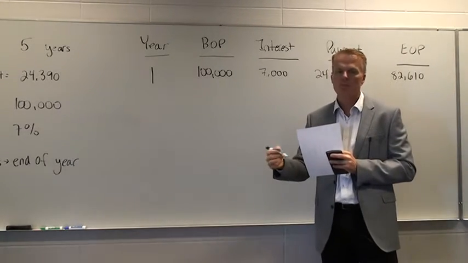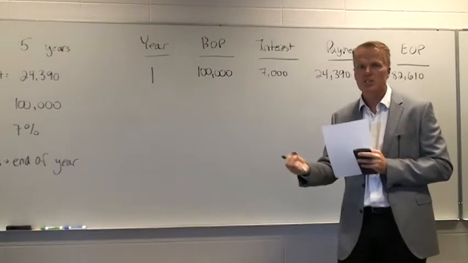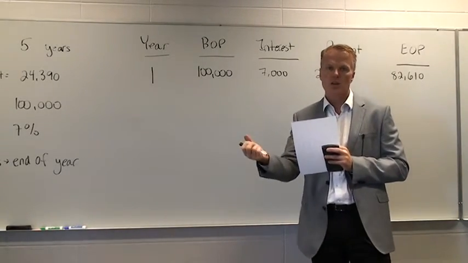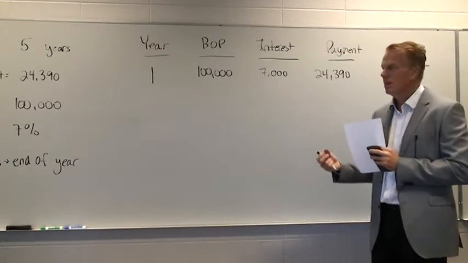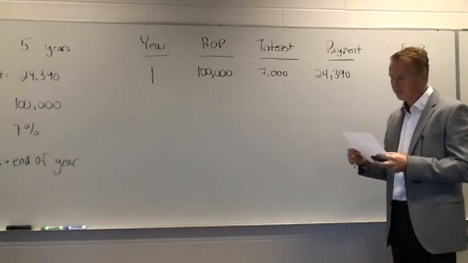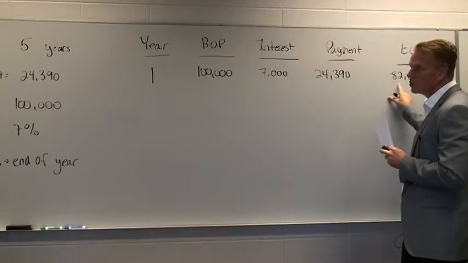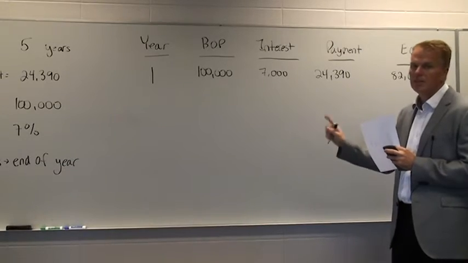That's what we owe at the end of the year. It's no different if you had a car payment or you had a condo or a house mortgage. It's very similar logic. Now we need to create the schedule for all 5 years.